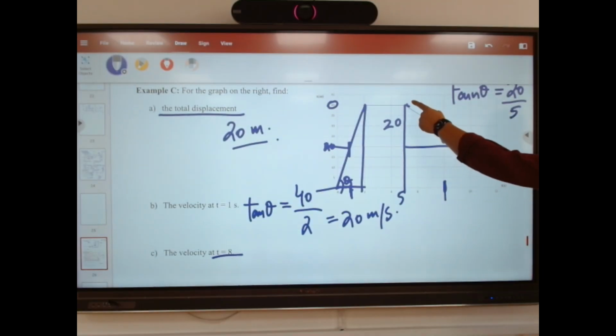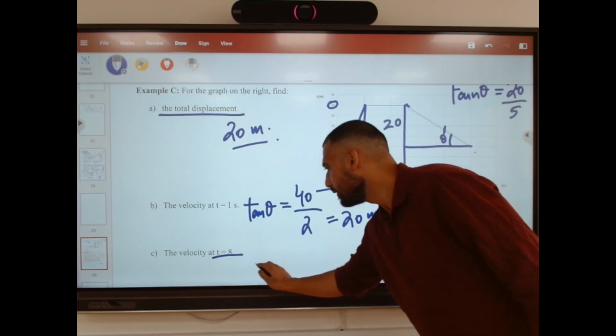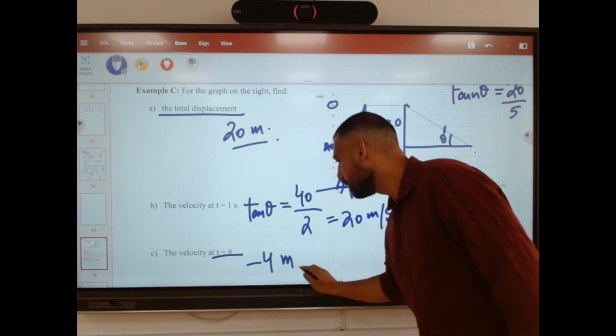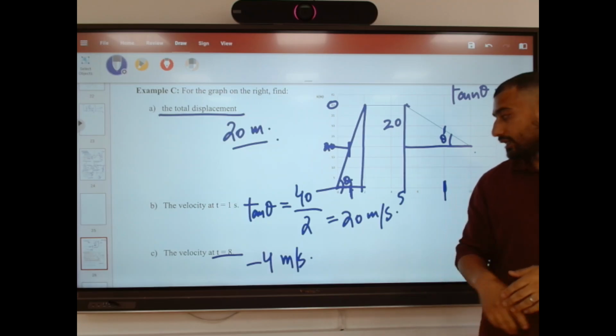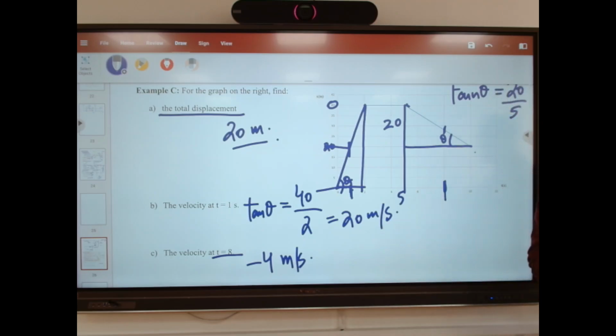What is the slope from this point to this point? Is it positive or negative? Negative 4. So it is negative 4. We found the magnitude. But you have to understand, he is not asking us about the speed. He is asking us about velocity. Is that clear? Has to be negative 4. Clear?